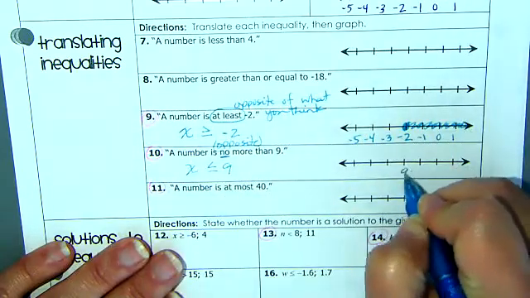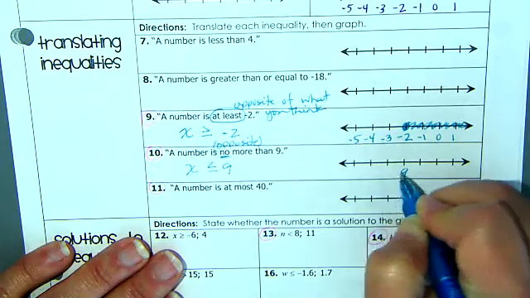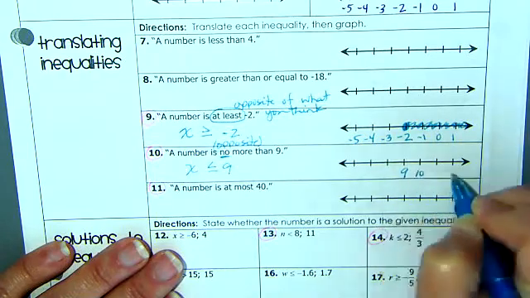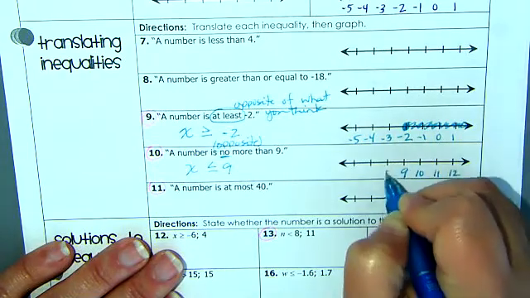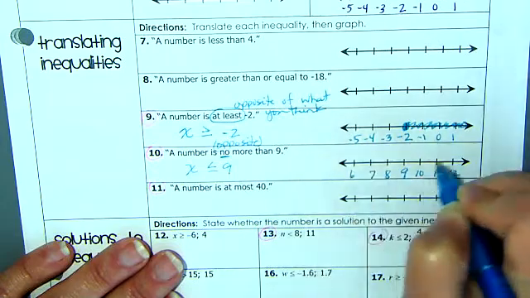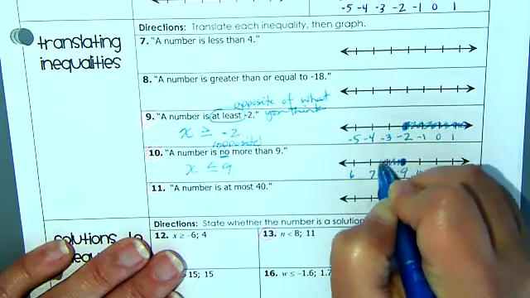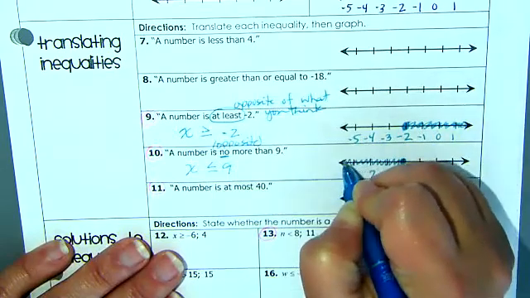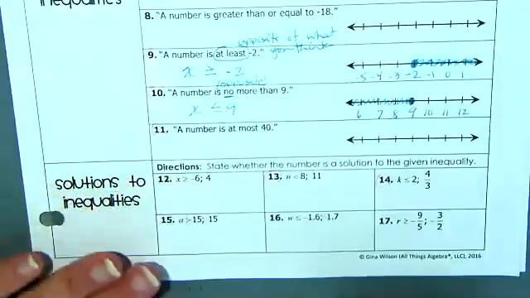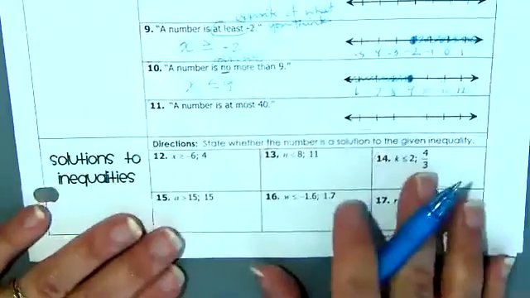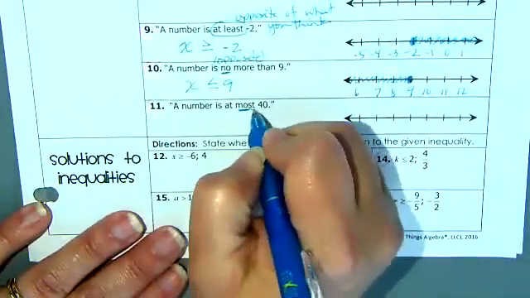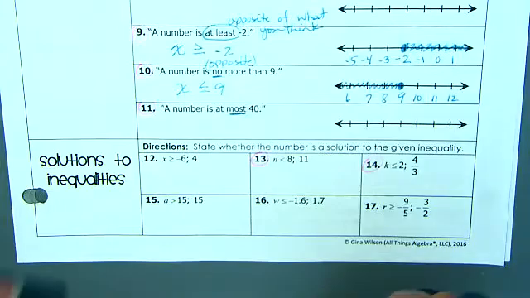So I have 9 in the middle. So this is going to be 10, 11, 12, because this is positive. This is 8, 7, 6. It's equal to, and it's everything less than it. So it is this way. And then I'll leave number 11 for you again. It's at most. Think the opposite of what it's saying.